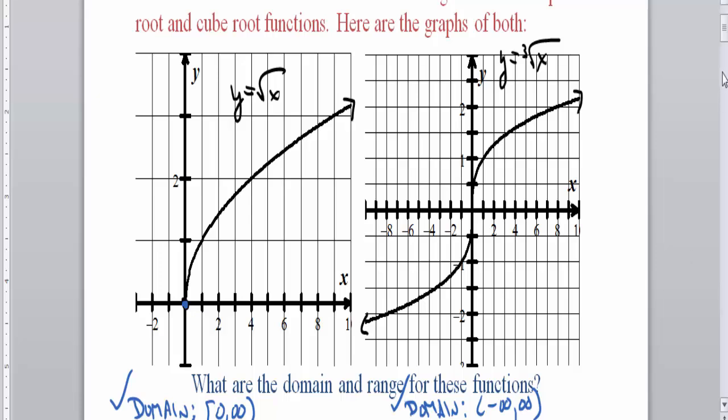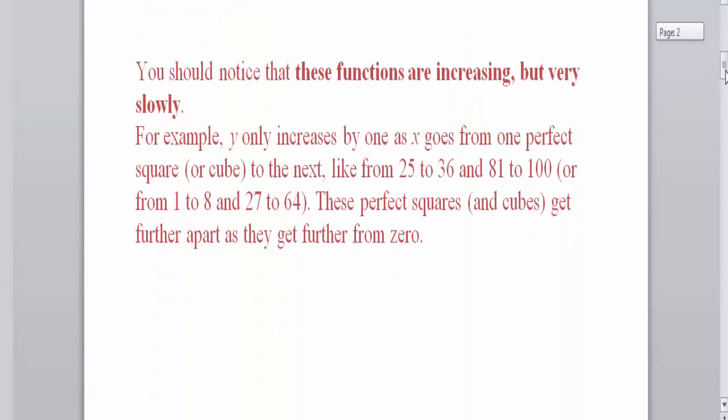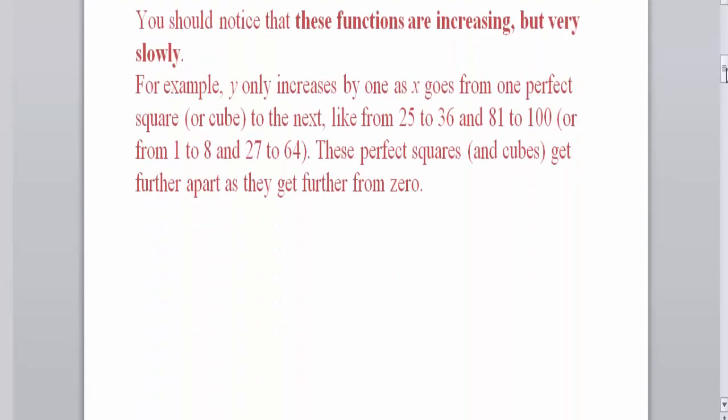Okay? So those are just what the graphs look like. And then this is where I note the fact that they are increasing functions, right? In other words, they're going up. As you look left to right, what's happening? They're going up, but they are going up actually very slowly. And then I give you a few examples here. So when you're dealing with the square root graph, y only increases by 1 as x goes from one perfect square to the next.